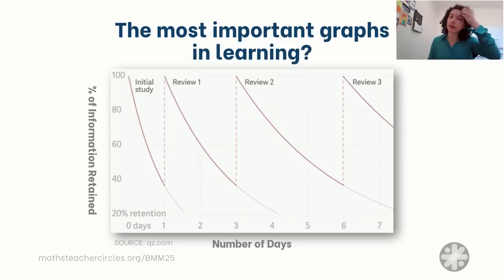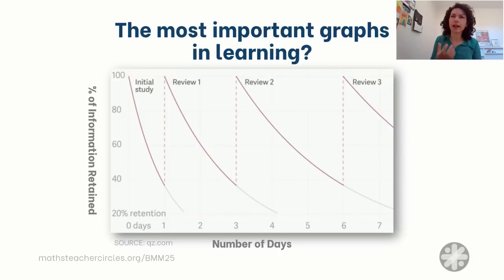So in this graph, again, we've got the number of days going along the x-axis and the percentage of information retained going along the y. But this time what's happened is on a regular basis, that initial information has been reviewed. And every time that review has happened, the memory of that learning has gone back up to the top again. Okay, so what we're seeing here is that by revisiting old content, that memory gets stronger.